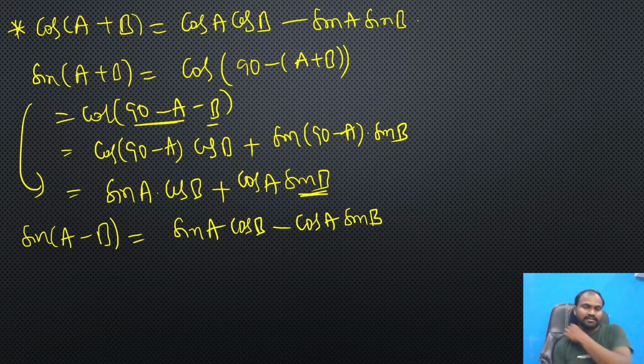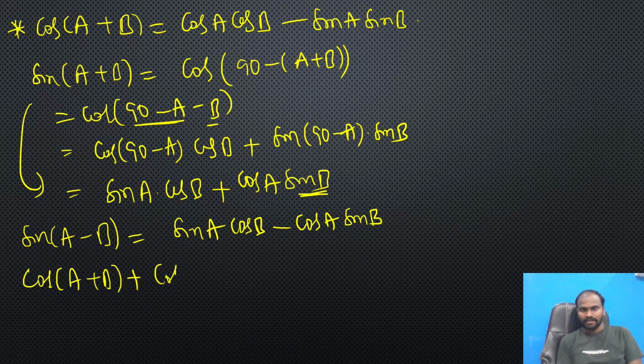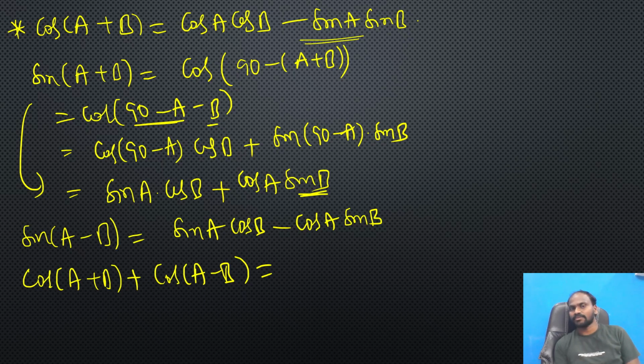This is how we can write the sin of a minus b formula. Then what about addition of those? For example, you have cos of a plus b plus cos of a minus b. So what will you get if you add it? Cos of a plus b has minus sin a sin b, and cos of a minus b will get plus sin a sin b. Both get cancelled. So what will we get here? 2 cos a cos b.